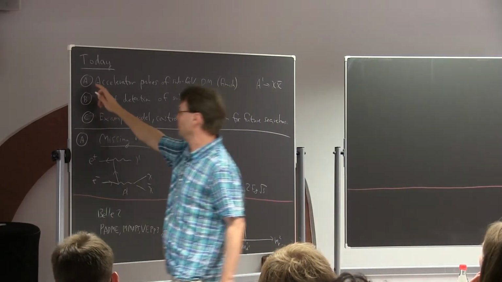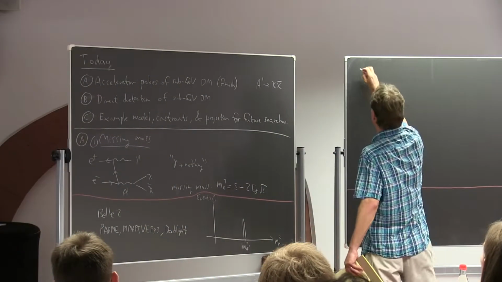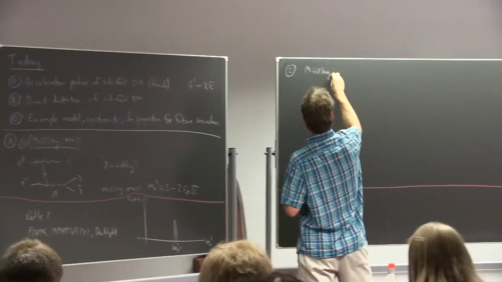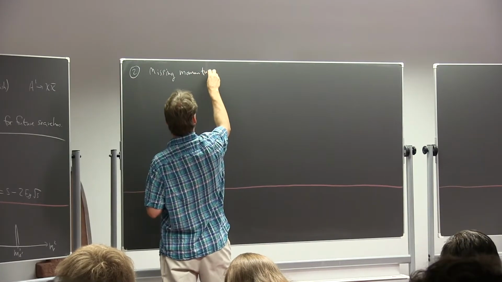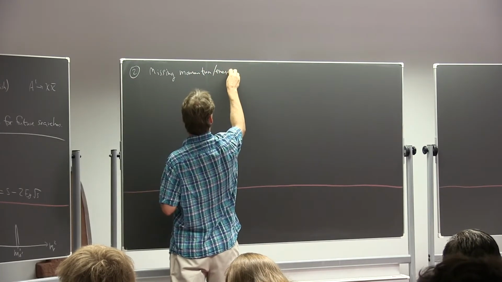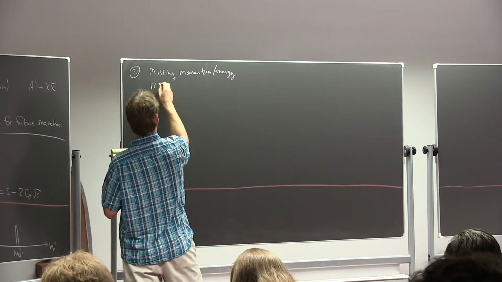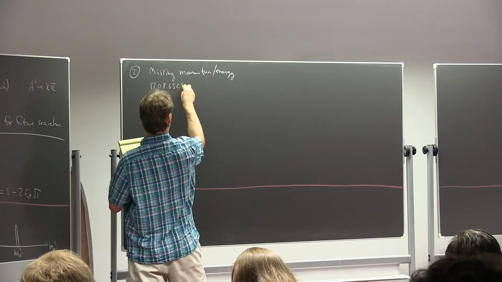Okay. Good. So then the next technique I want to mention. So this is A. That was number one for A. And number two is missing energy or momentum. And then some references for this, I'll just write them down. If you're interested, look at this further.